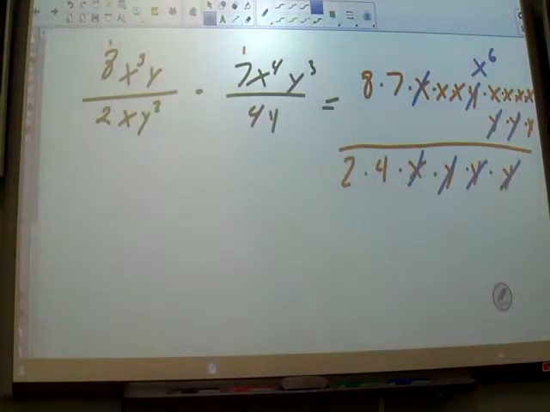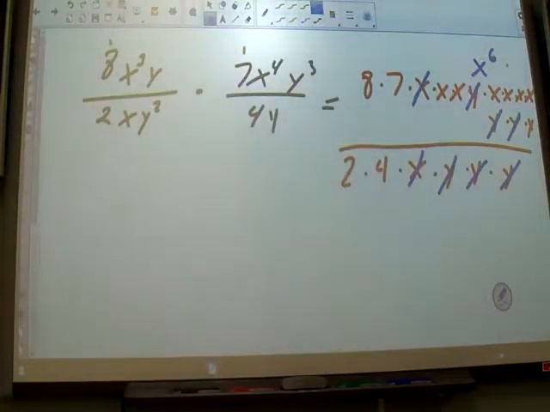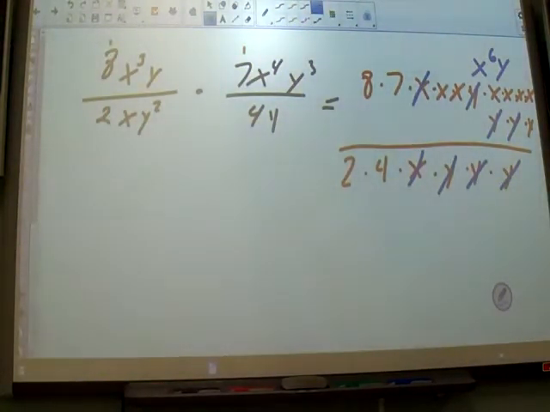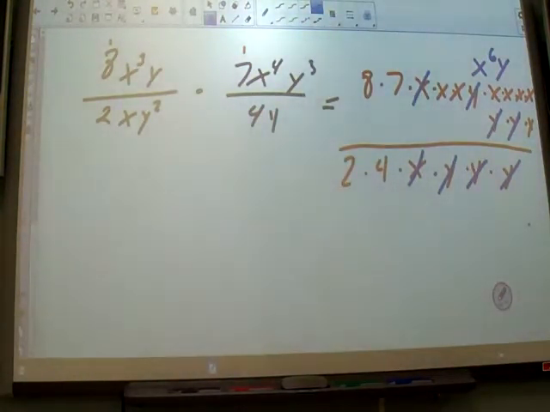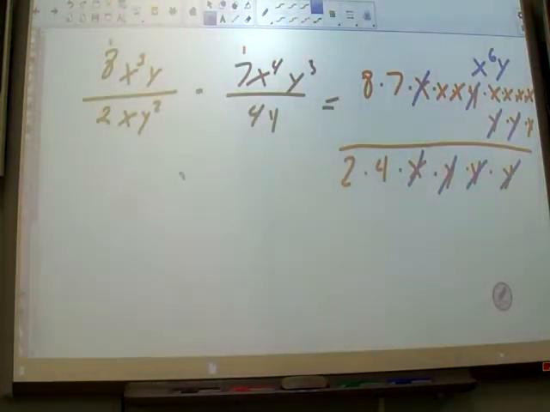Any more y's that I can mark out? I've still got one on top, but there's not one on bottom to cancel it out. So that means my answer is going to have a y on the top, because that's where it was left over. If it had been left over on the bottom, we would put it on the bottom. So there's x on the top, because that's where they were all left over. So our variable answer is going to be x to the 6th y.